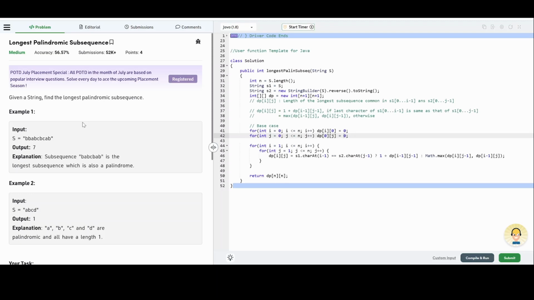So what is a palindrome? A palindrome is a string which is the same from both left and right, or in other words a string which is the reverse of itself. For example, here BABC, BAB is a palindrome because if you read it from left to right or from right to left, both are the same. Or we can say if you reverse this string, then it becomes the same string.